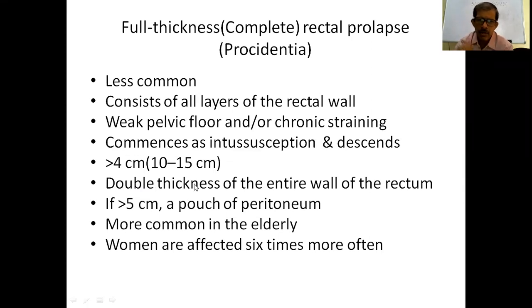So what has come out should also go in. That's why it is double thickness, the entire wall of the rectum. So 2 layers are there, and in addition to the walls of the rectum, even peritoneum can come. If it is more than 5 centimeters, even a pouch of peritoneum can also follow. This is common in elderly, as I told you already, and in women.